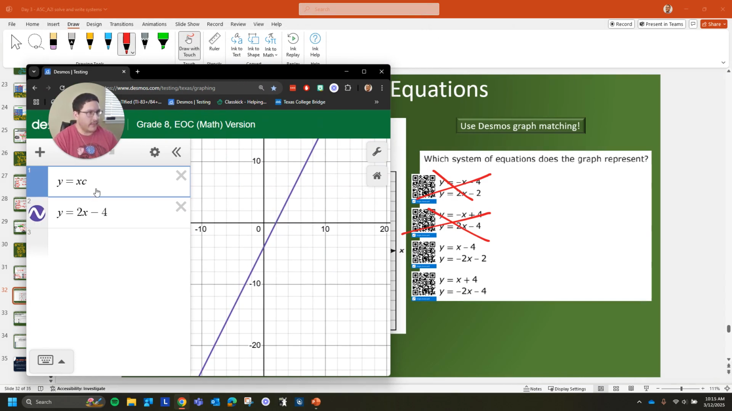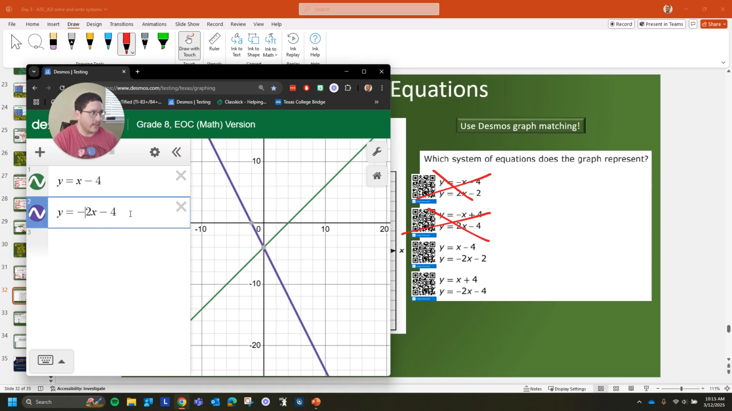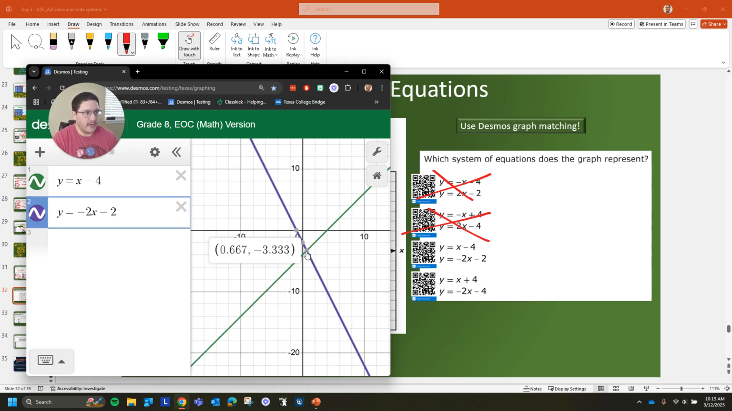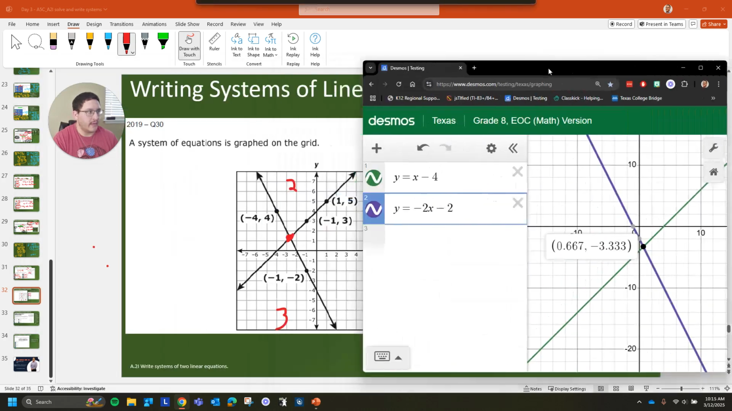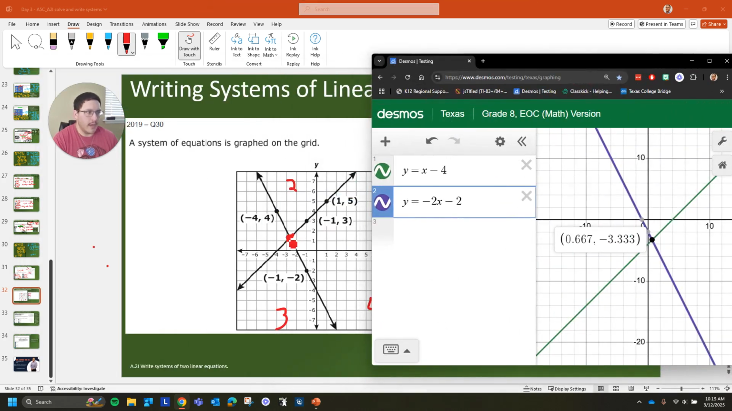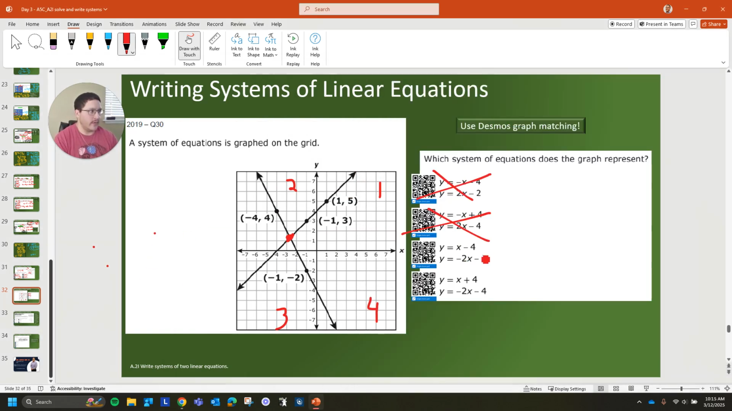This is x minus 4, and then this other one is negative 2x minus 2. Okay, it's in the fourth quadrant now, the solution, which is not representative of the graph that is shown here. So this next one is no good. By process of elimination, this should be the answer, but let's just check to make sure. It looks like it.